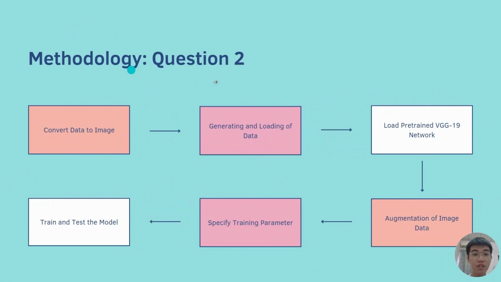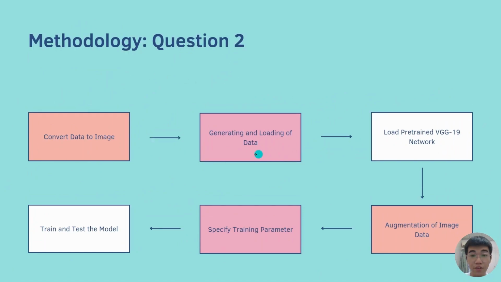This is the methodology for question 2. First, we need to convert the data to images. After that is generating and loading of data. This part is to tell the model where we locate our database. After that, load the pre-trained VGG-19 network. And next is the augmentation of image data.